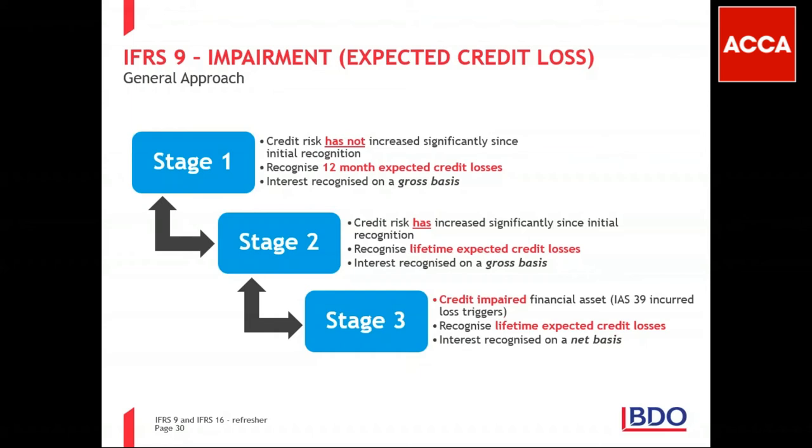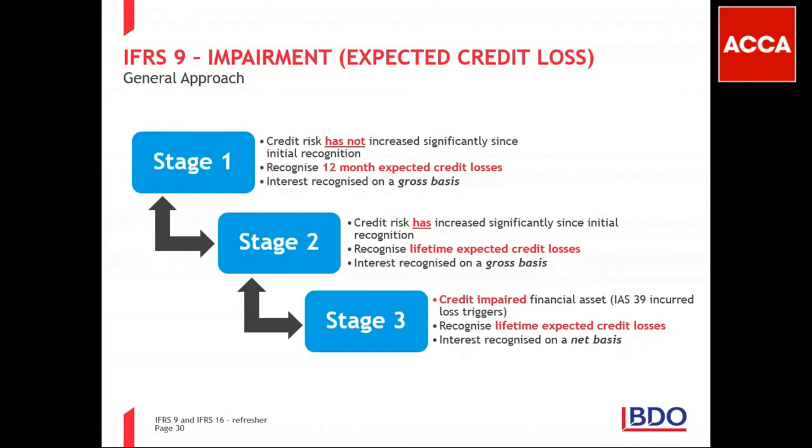The general approach has categorized that any financial assets need to be categorized into three stages. Stage one, when the credit risk of the financial asset has not significantly increased since its initial recognition. So it means that credit risk has not increased, the asset is in stage one. Where the credit risk has increased significantly since initial recognition, the instrument will move to stage two. And when the instrument has been credit impaired, it will move to stage three. Basically, stage three is the same model as IAS 39, where loss trigger events were there.